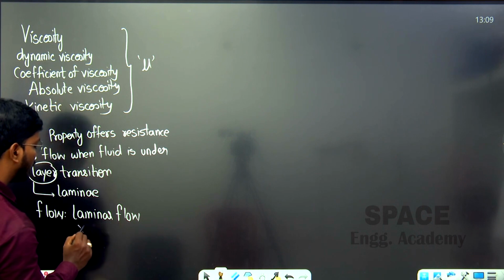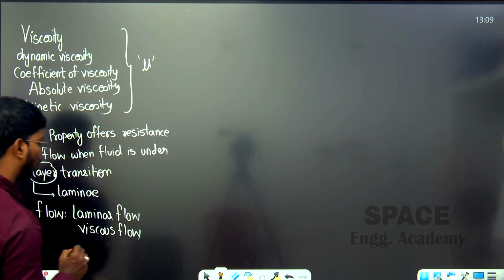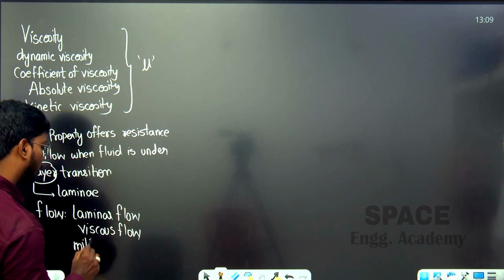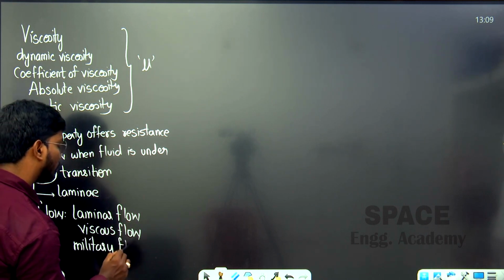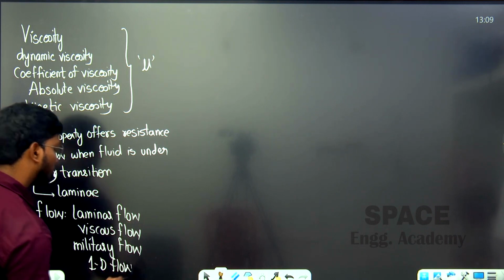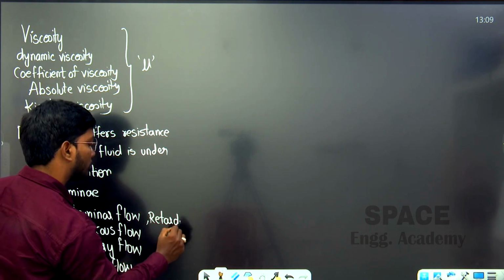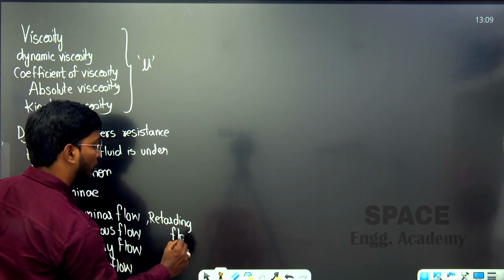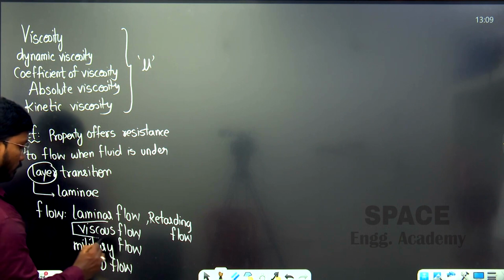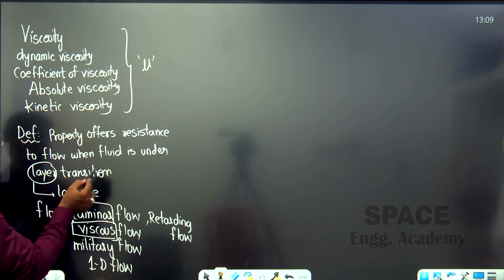Laminar flow, other names are viscous flow, one dimensional flow, retarding flow, decelerating flow. Retardation and deceleration are the same. So here we need to focus upon this one word, viscous, laminar, laminae, layer by layer transition.